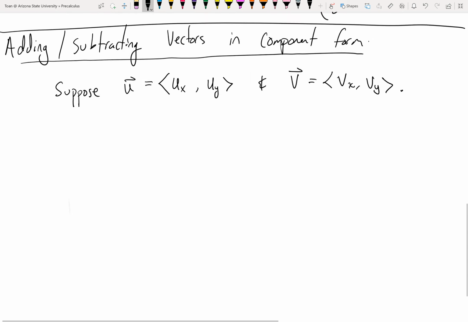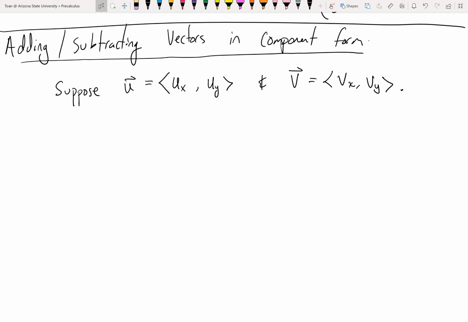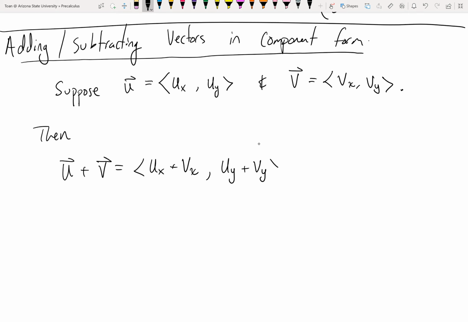So suppose I have these two vectors, u and v. Well, here's how easy it is to add and subtract vectors. How do we add vectors in component form? You just do the math on their components. So what's u plus v? Well, that's the x component of u plus the x component of v, comma, the y component of u plus the y component of v. That's it. If it's already in component form, to add vectors, you just add the components.